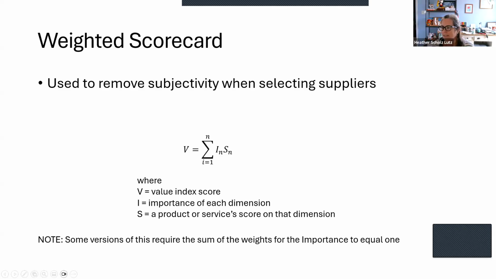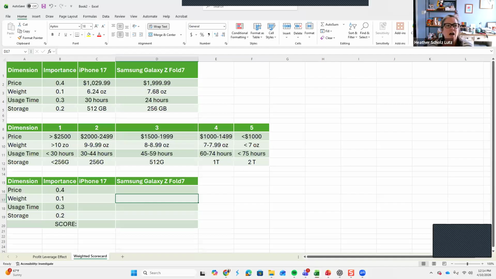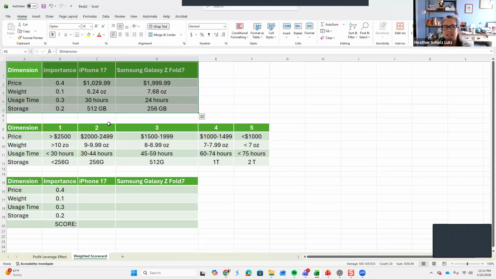So we're going to go through an example that I tried to find one that I thought people could relate to. So in this case, I looked at some cell phones. I went to the Xfinity mobile website this morning and looked up some information about the iPhone 17 and the Samsung Galaxy Z Fold 7. So basically up here is the information that you'd be given.